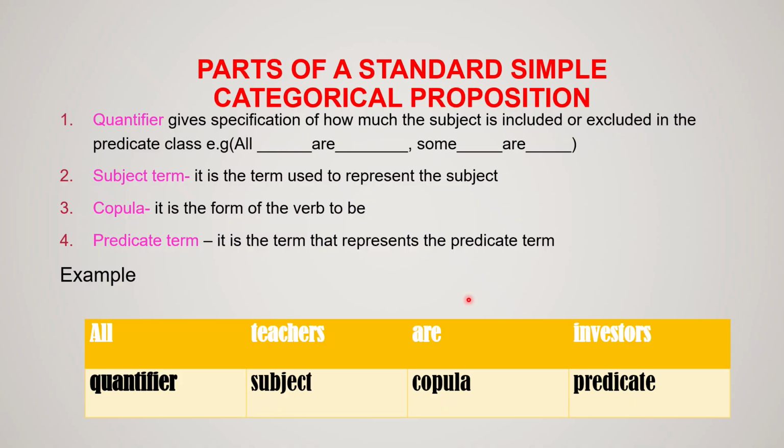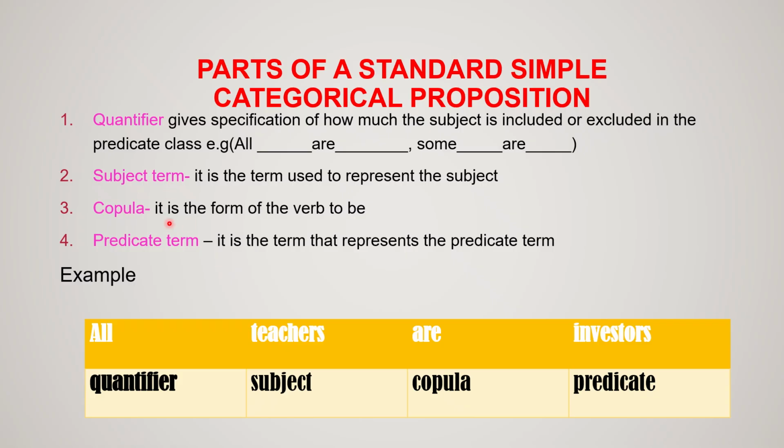You can also have "is," among others, as they appear in English, but here they are just given the term copula when it comes to critical thinking and logic. Then we have the predicate term. This is the term that represents the predicate class or the actions that the subject is proposed to be doing. Here the teachers are proposed to be investors, thus "investors" becomes the predicate of the subject in our argument or proposition when we say all teachers are investors.